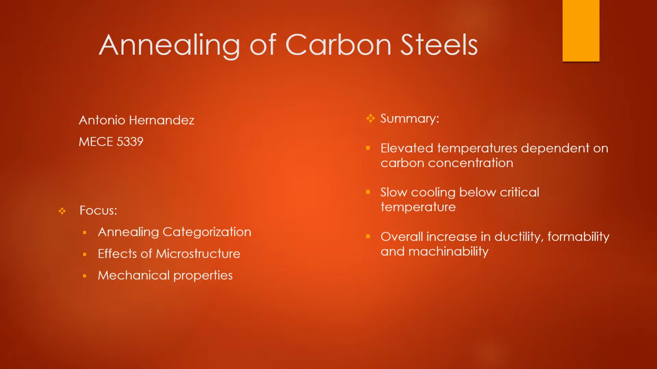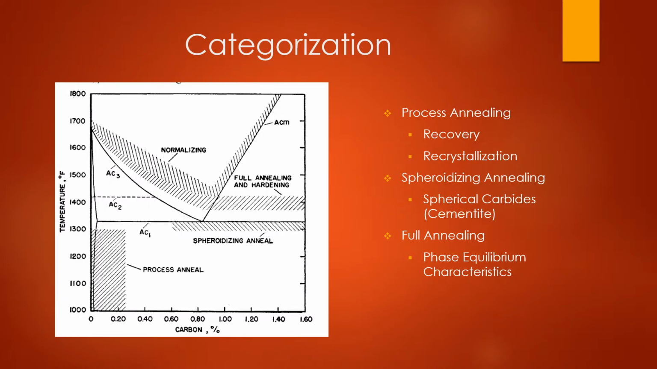But for each one of these processes, you always want to go under the critical temperature of carbon steels, which is around 727 degrees Celsius. By doing this correctly, you get to see an increase in ductility, formability, and machinability, which are very helpful in terms of real-world applications. As we look at the iron phase diagram, we see the different categories of annealing.